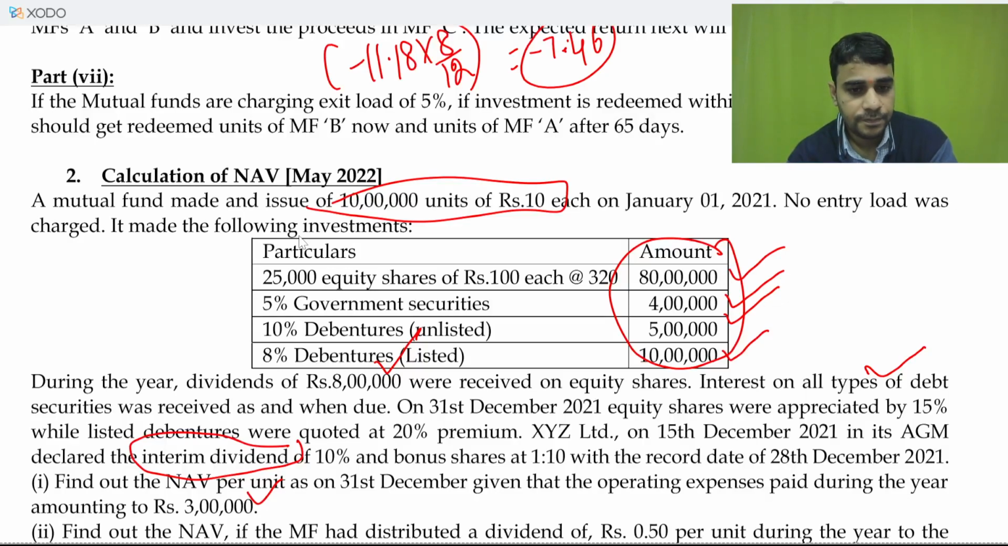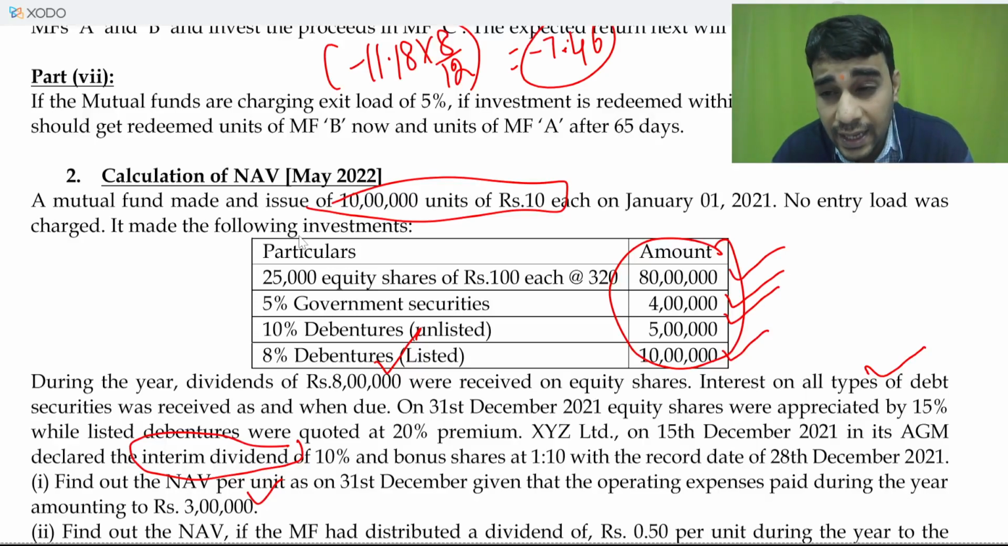25,000 into 320 is today's value. Read the question and tell me. 25,000 into 368. Wrong. It's 27,500 because there is a bonus issue which has been made at the rate of 1:10.